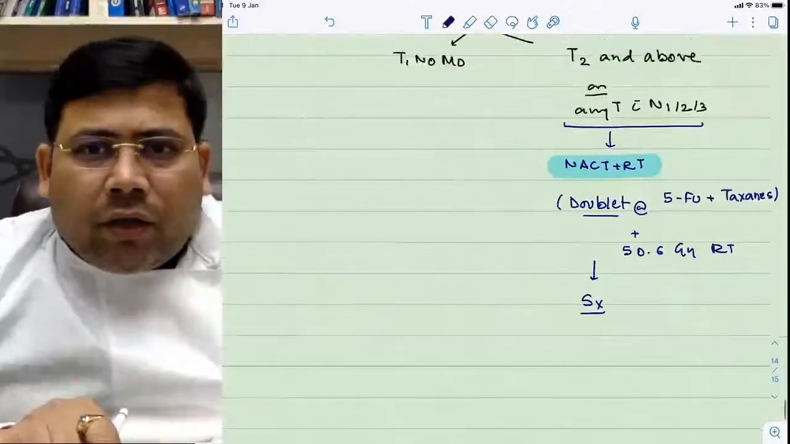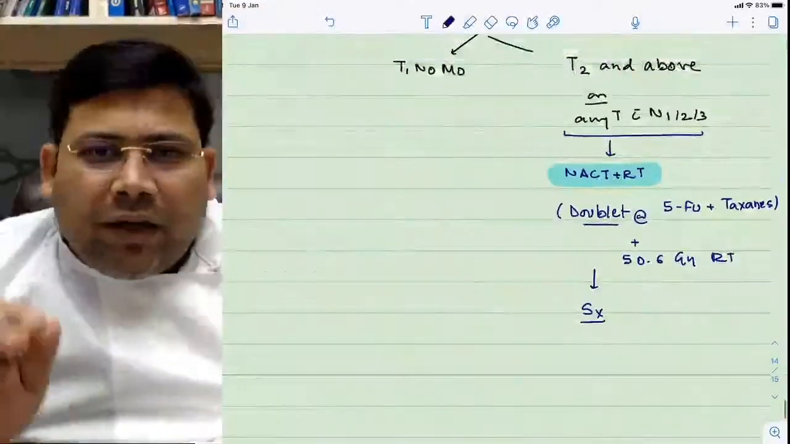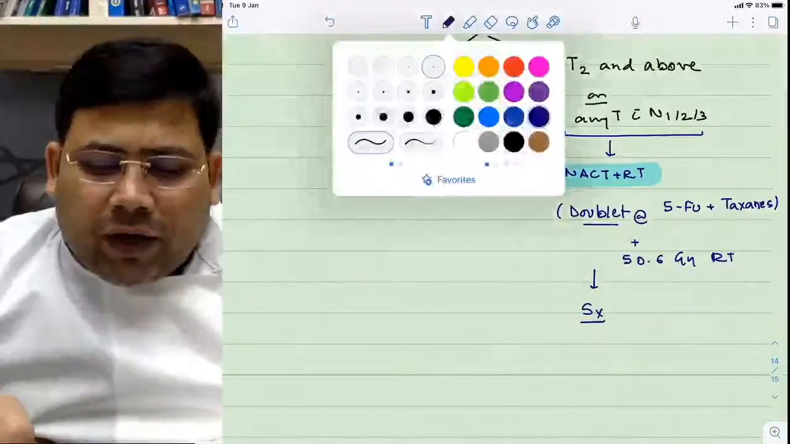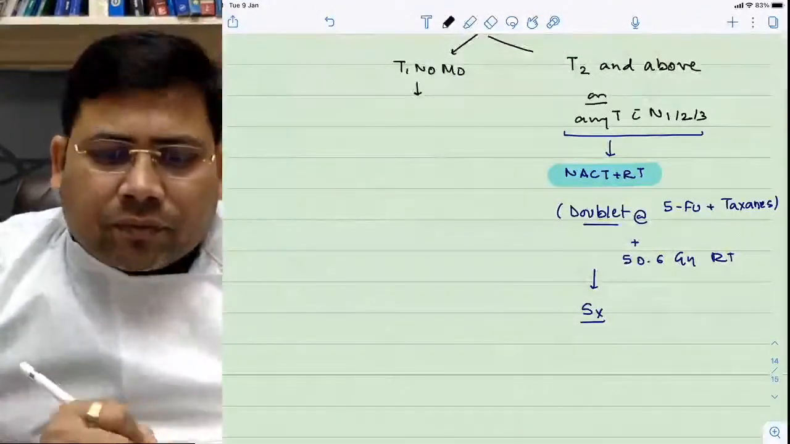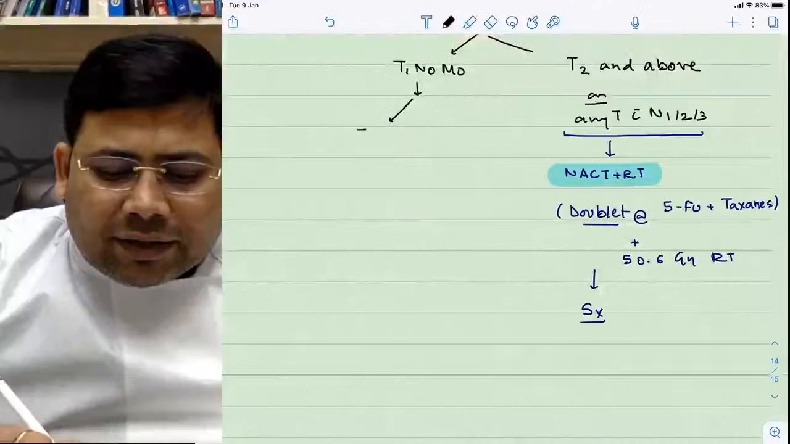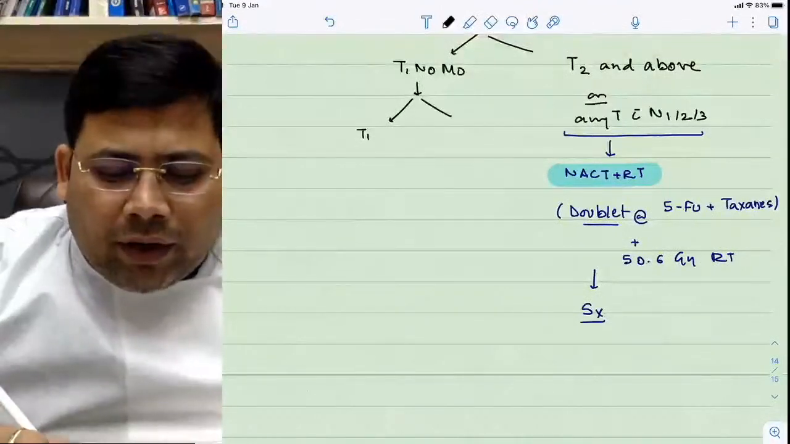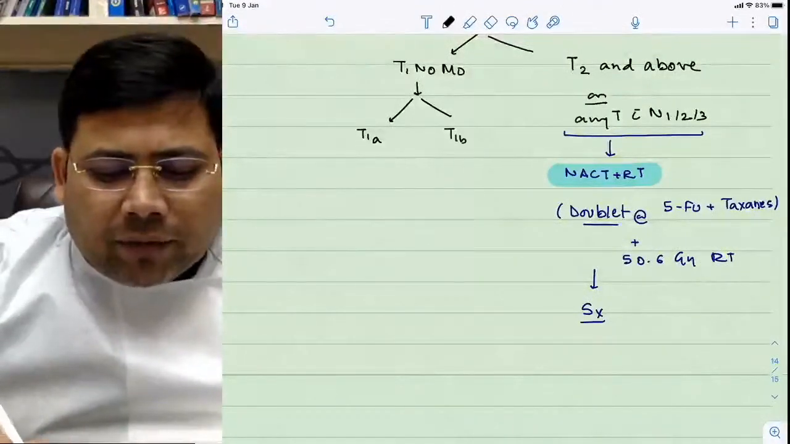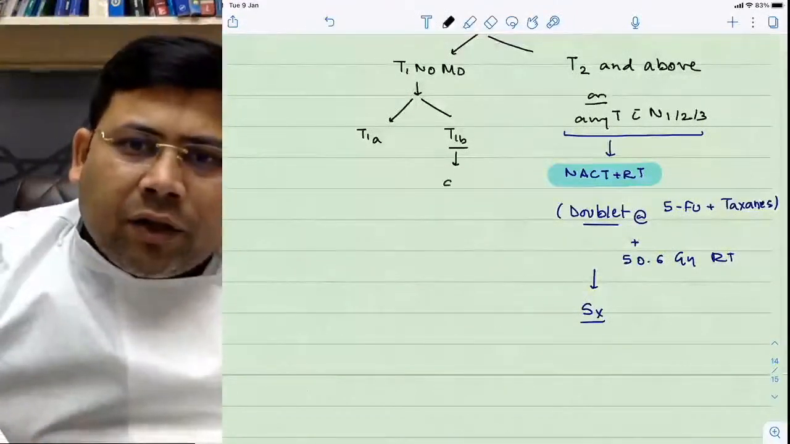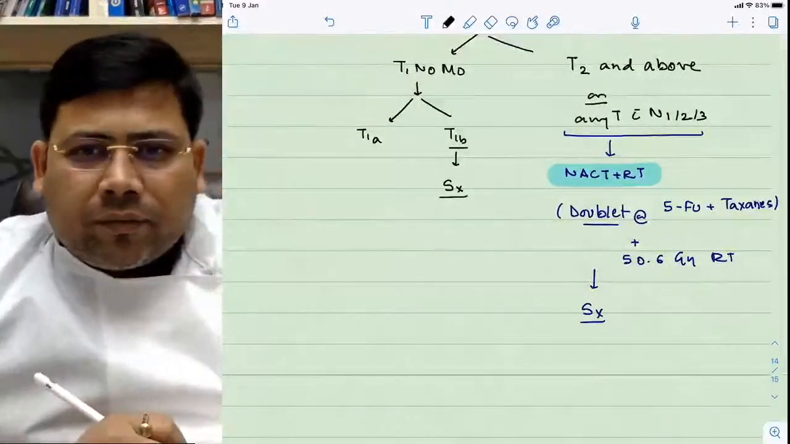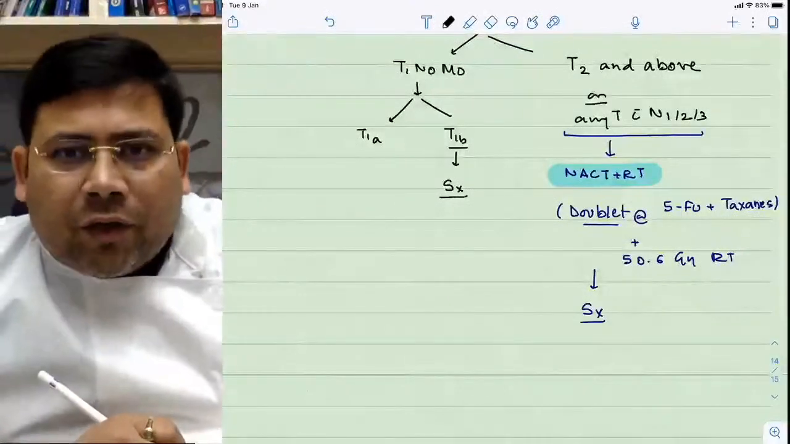Now, if you talk about a tumor being T1, N0, M0, how do we evaluate this tumor? This is simple and straightforward. The next thing is whether it is T1A or T1B. If it is T1B, then you have to directly go for surgery. Are you getting this? Directly go for surgery.